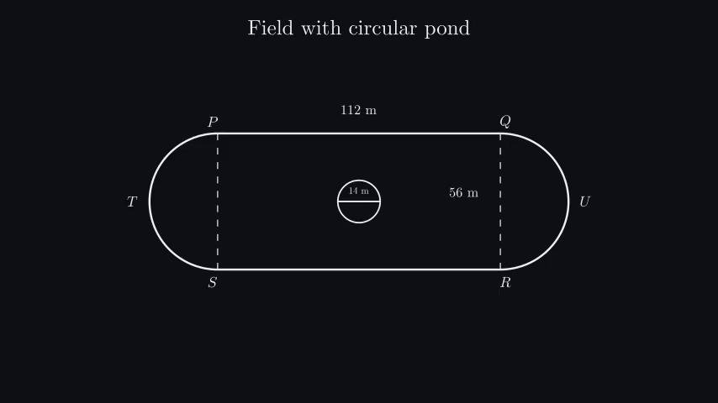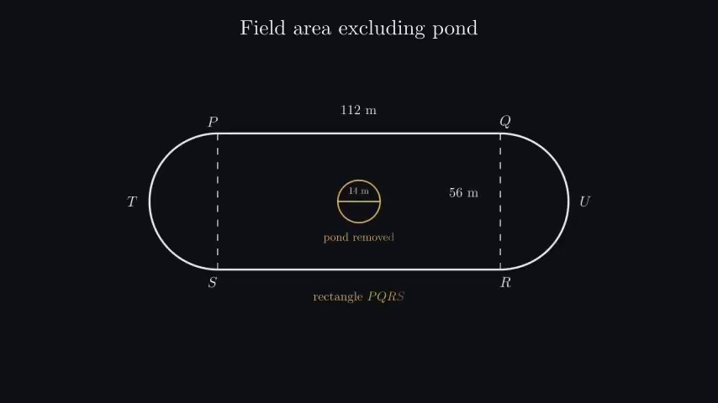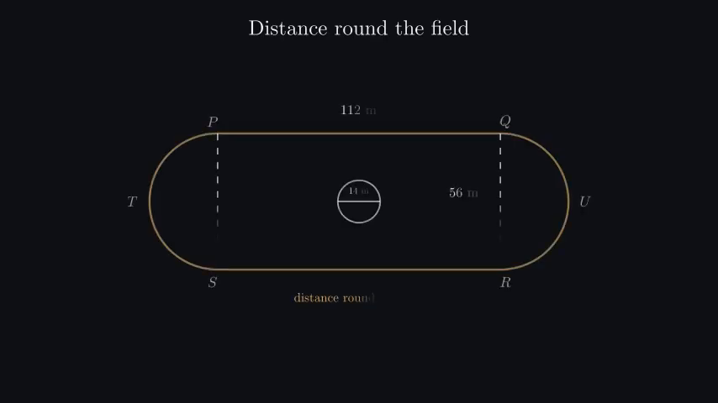The diagram shows a rectangular middle section, two semicircular ends, and a circular pond inside. The field is made from a rectangle and two semicircular ends, with the circular pond removed. The distance round the field follows the two straight sides and the two semicircular ends.